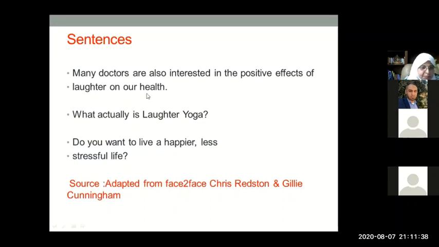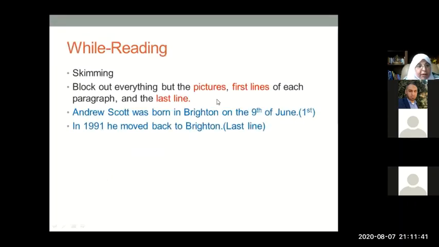For the while reading stage, as you all know, we practice the reading sub-skills. We ask the learners to skim the passage, to scan the passage. Do you all know the difference between skimming and scanning? And what are the sub-skills we ask our learners to do? Do you know that, or do you need me to say it briefly? No, you don't know.